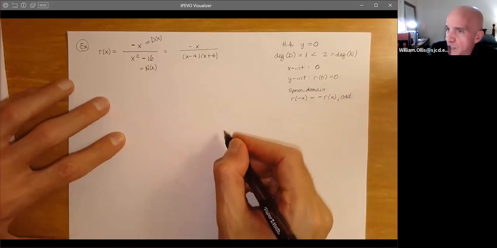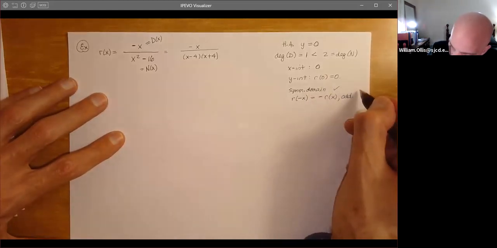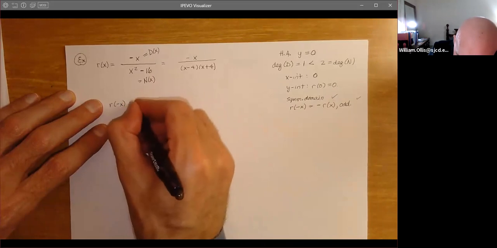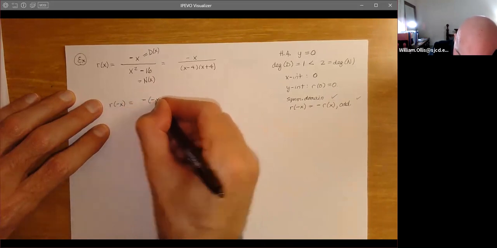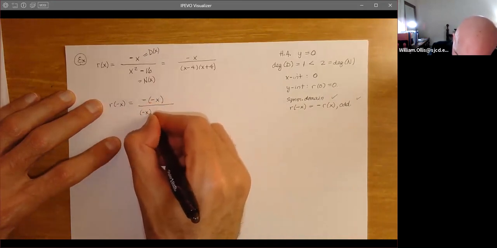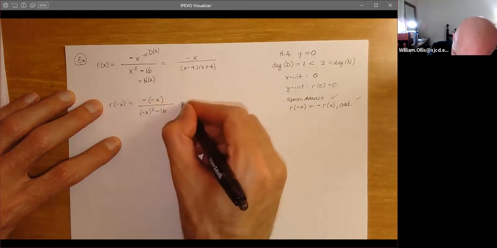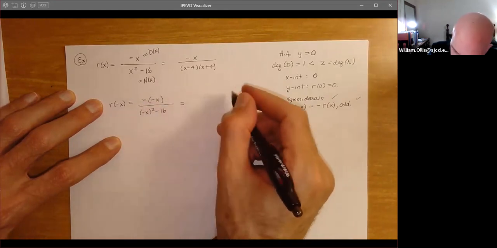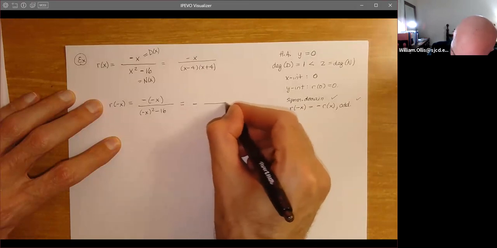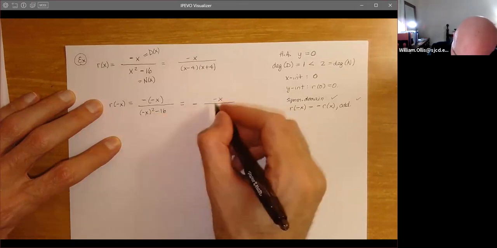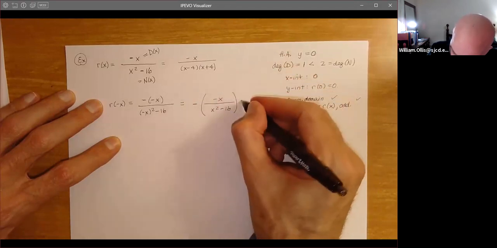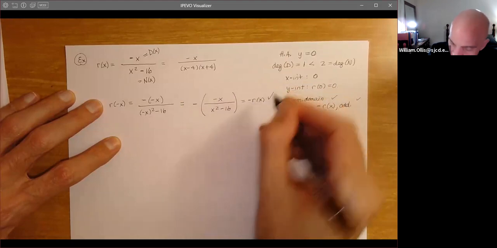Now, just as a little aside, we've got the domain clear. Let's just review the computation. r of negative x equals the negative of the additive inverse, or the negative of the negative x, over negative x quantity squared minus 16. So now these absorb, and if you like, you can just kind of pull the negative over and not absorb it. So push the negative over, leave the negative up there, and of course that absorbs x squared minus 16. And of course, this is the negative of the original function. So it indeed is odd.